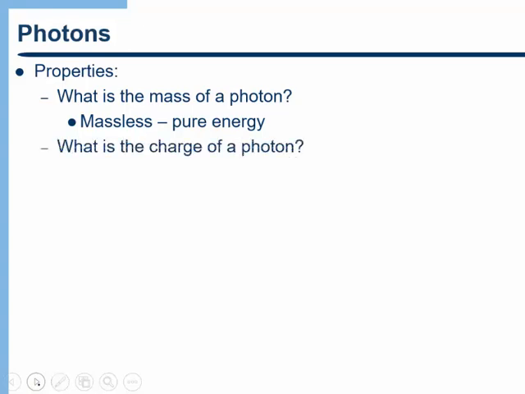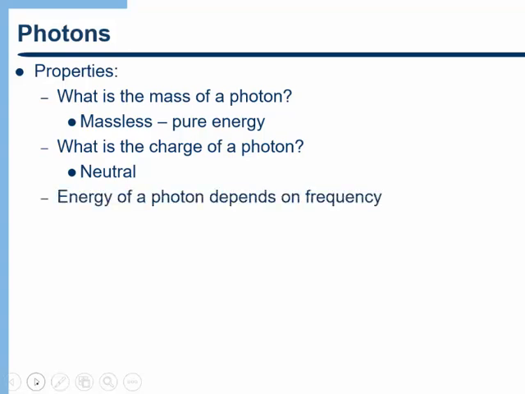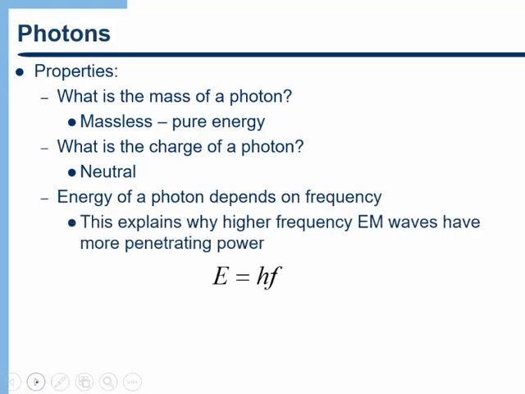Photons have no charge, so they're neutral. And it's easy to see why that has to be the case. If photons carried charge, then anytime you were in light, you would start to build a charge up on your body, and we know that doesn't happen. So photons are neutral. And most importantly, as we've said, we've seen that the energy of a photon depends on the frequency of the light.